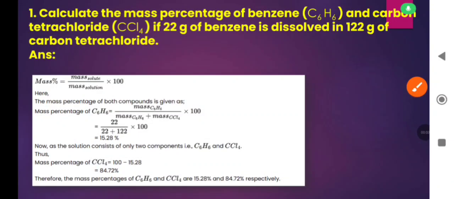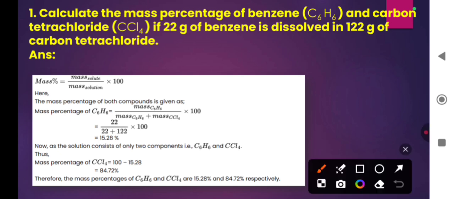Good morning everyone. Today we will start numerical practice of class 12 chapter 1 chemistry, and the chapter name is Solutions. So one by one we will explain all the numericals. First numerical: calculate the mass percentage of benzene and carbon tetrachloride if 22 gram of benzene is dissolved in 122 gram of carbon tetrachloride.